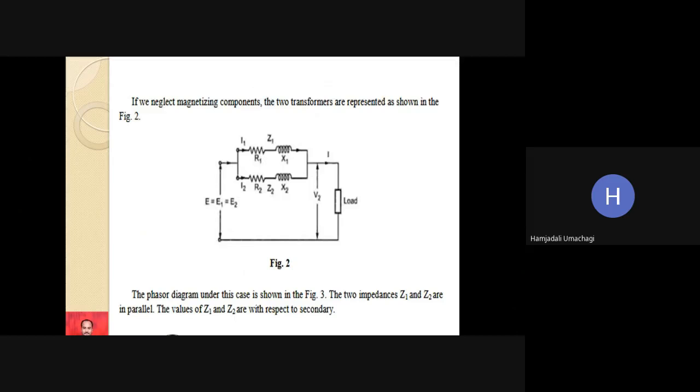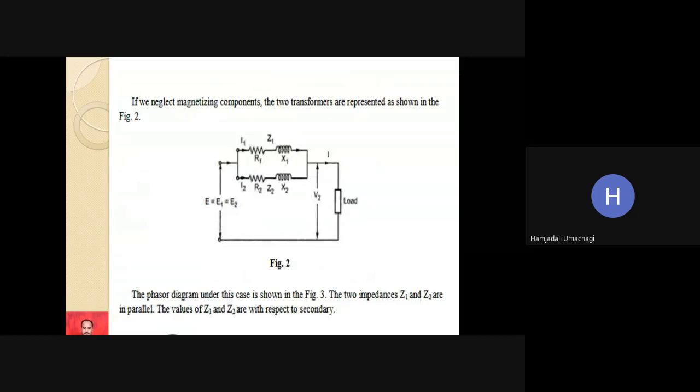Now, since Z1 and Z2 are in parallel, therefore the equivalent impedance is given as follows. If these two impedances are in parallel, then what is Z equivalent? Z equivalent is equal to the product of the two impedances, Z1 into Z2, divided by the sum of the two impedances, Z1 plus Z2. So Z equivalent is equal to Z1 Z2 divided by Z1 plus Z2, or otherwise 1 upon Z equivalent is equal to 1 upon Z1 plus 1 upon Z2. Okay. Then finally we get the equivalent impedance of both the transformers: Z equivalent is equal to Z1 Z2 upon Z1 plus Z2.